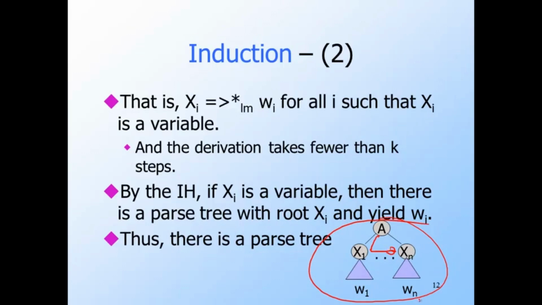Okay, that is, string w is w1 through wn. All these strings are derived left to right in that order. This proves the inductive step, and we conclude that if there is a leftmost derivation of w from A, then there is a parse tree with root A and yield w.